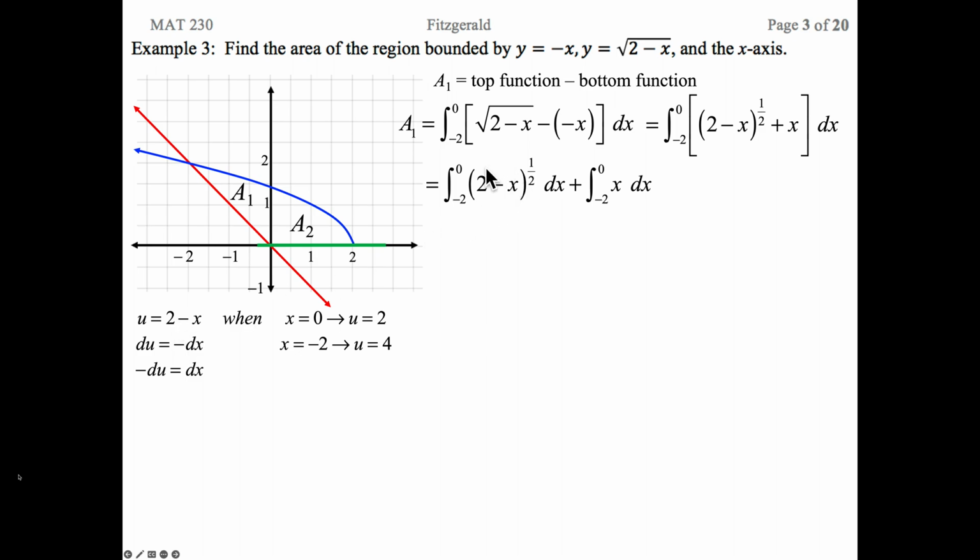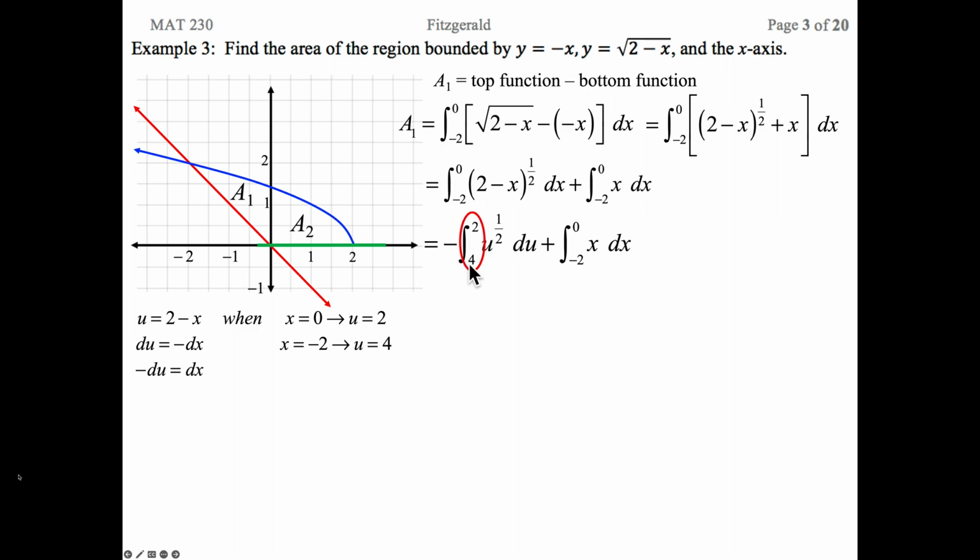And now I can put u to the 1/2 power right here. Now the next thing I want to do is change my boundaries. So when x is equal to 0, my upper bound, you put 0 in for this x. 2 minus 0 is 2. My lower bound is negative 2. I plug that in, but I'm going to get 2 minus a negative 2, which is 4, which is kind of on the strange side, because now how can the lower bound be a bigger value than the upper bound? So the negative in front of my integral, that's the negative from my du. I just factored that out front.